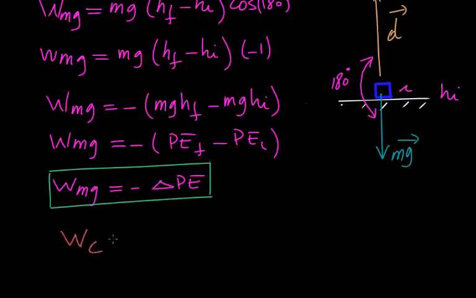Work done by conservative forces equals negative delta PE. This PE is not necessarily the gravitational potential. It could be something else. It depends upon the force.